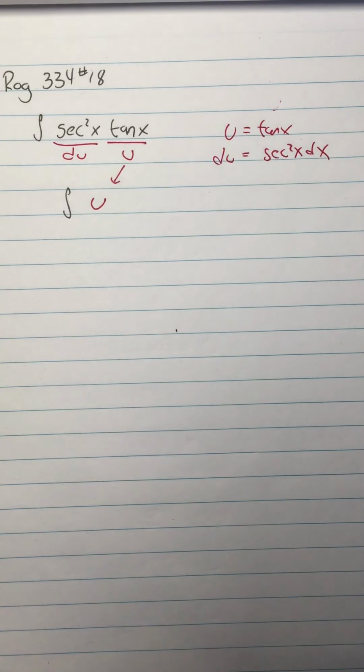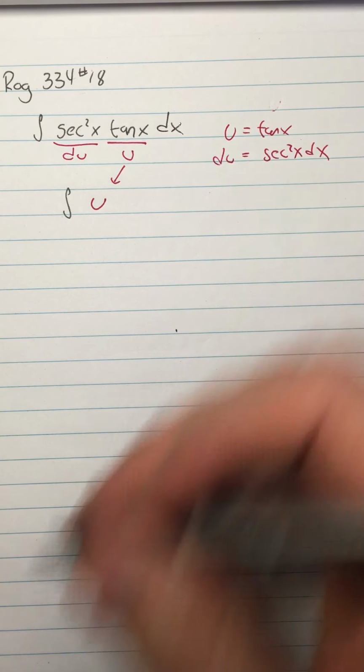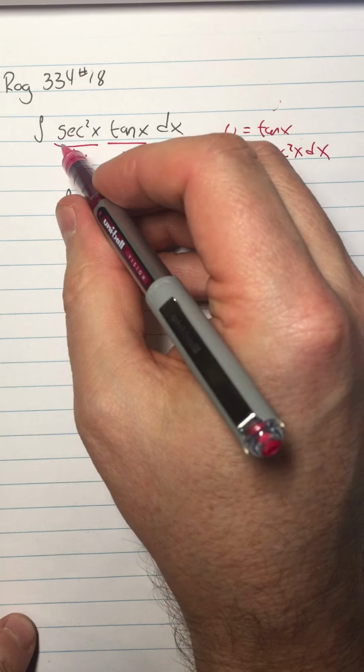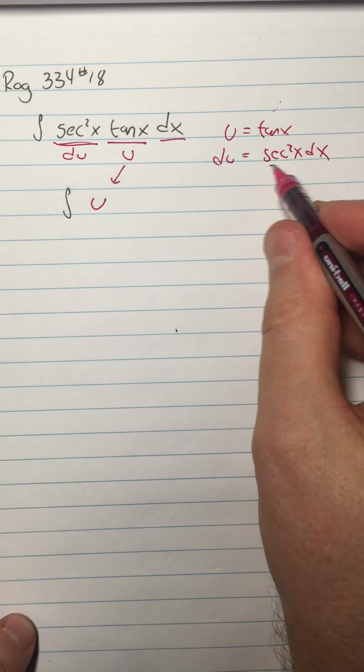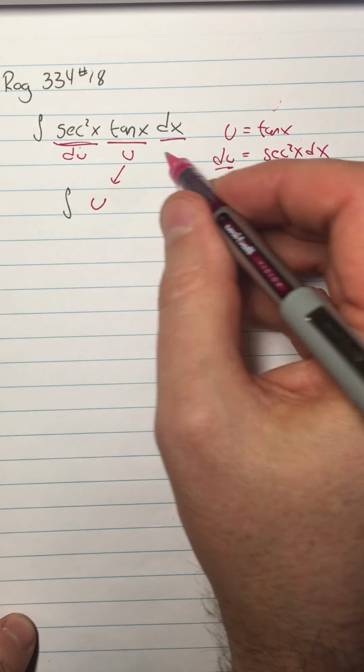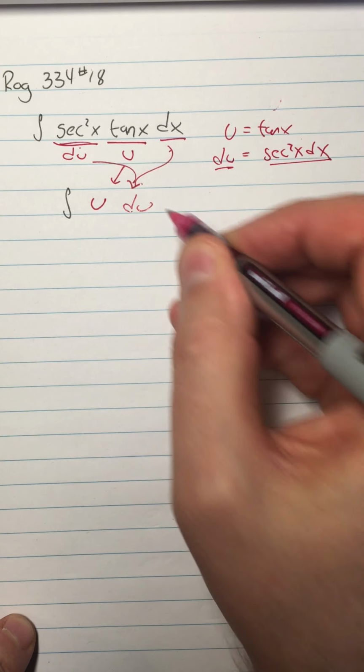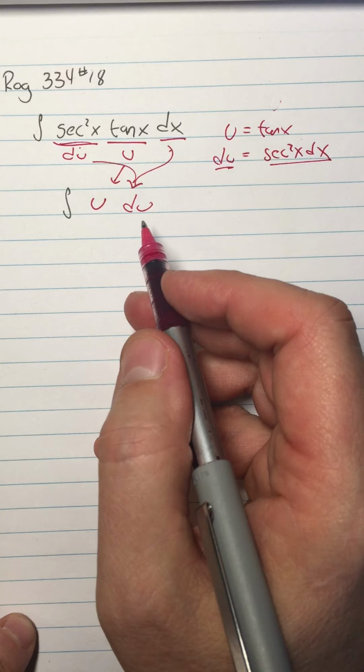And then, I've left the dx off my integral, which was a faux pas there. So my du is really secant squared x dx, right? Secant squared dx is du. So the secant squared and the dx, they're coming together to just be du. And now I just have the integral of u du.